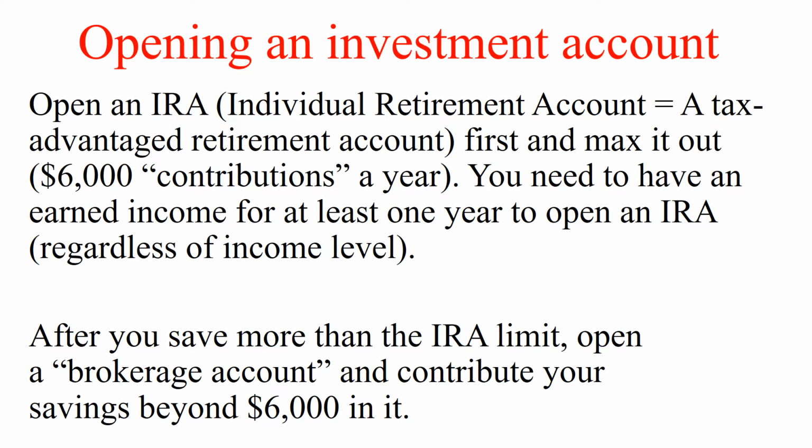So you should always open an IRA first and then put $6,000 of your savings into it first. And then if you have any money left over in your savings, then open a brokerage account to continue, which doesn't offer any tax advantages. It's just a simple investment account.